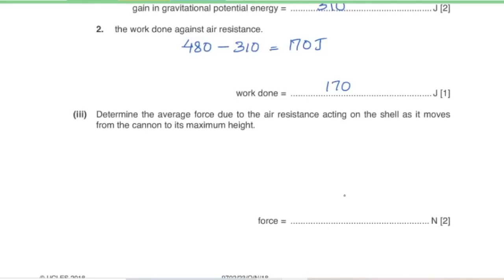Part 3, determine the average force due to the air resistance acting on the shell as it moves from the cannon to its maximum height. So average force is going to be equal to the average work done against air resistance, 170 joules, divided by the maximum height it covers, which is 210 meters, and the average force due to air resistance is 0.81 newtons.